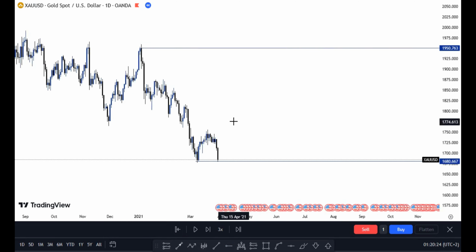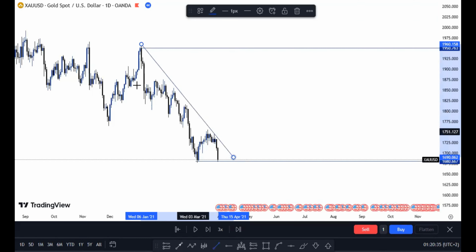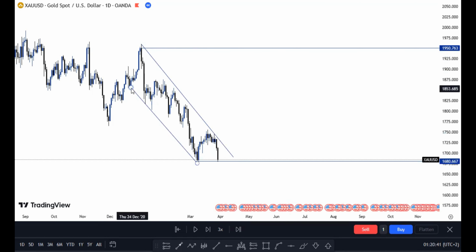So guys, what do you do when the market prints something like this? You're going to first identify your trend. As you can see, guys, we have a descending channel here, which tells us that if we're having something like this, we're going to be looking for buying opportunities.